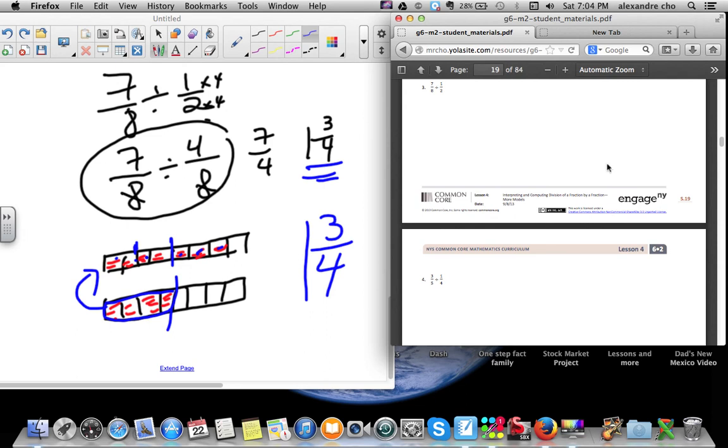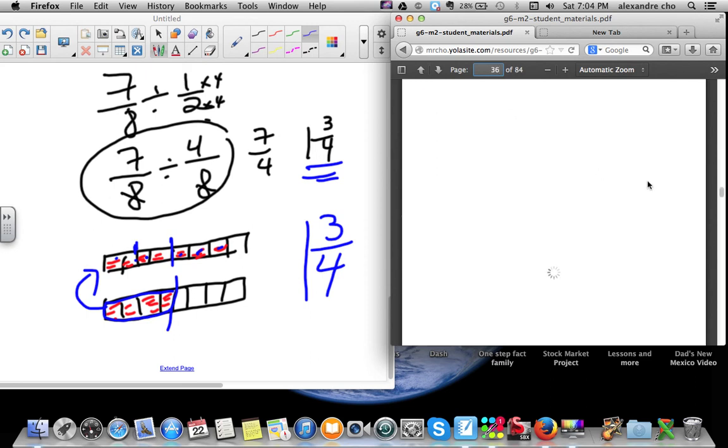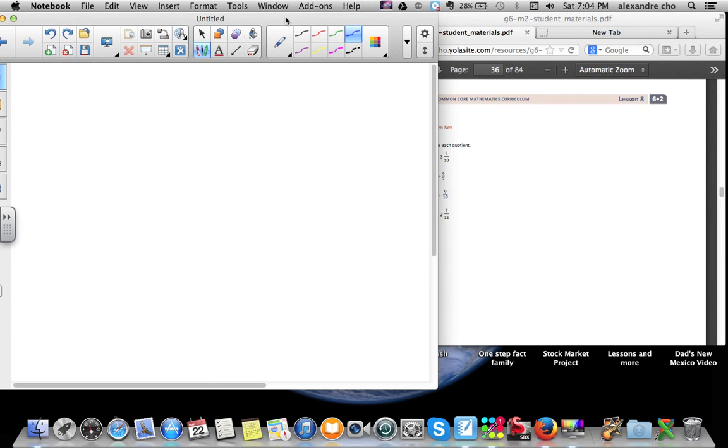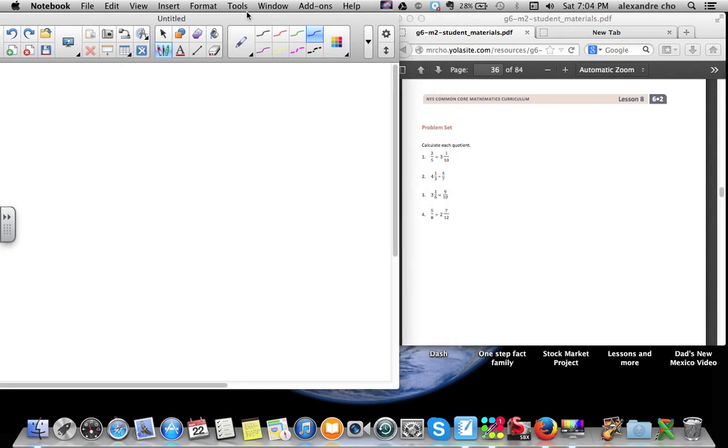And then page 36. Wow, what a jump. Okay, so page 36. Alright, page 36 is much more direct. It doesn't say draw a model, which I'm pretty sure you're tired of by now. But so let's calculate. No, calculate each quotient, it says.